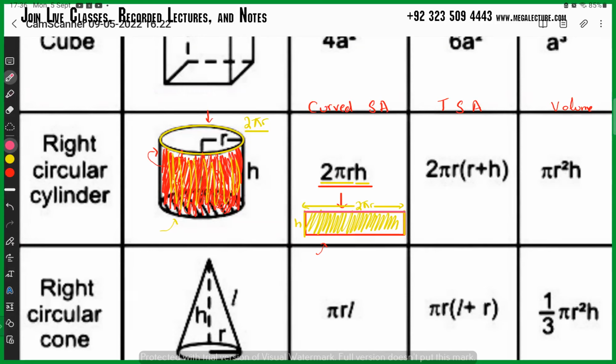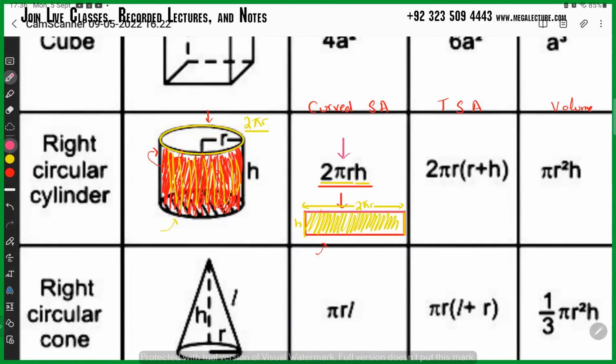So this is basic. And those who were not able to understand, you can also memorize this formula. But I still remember when I was in O-levels and my brother told me this logic. Since then, I started enjoying maths. So just know the logics behind these formulas. This is the curved surface area.